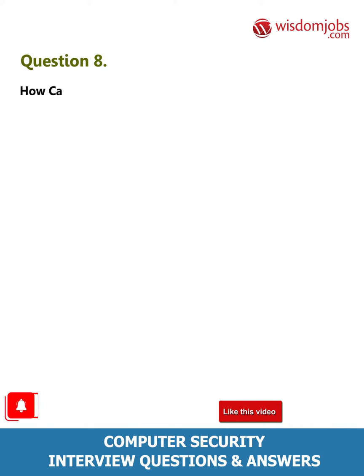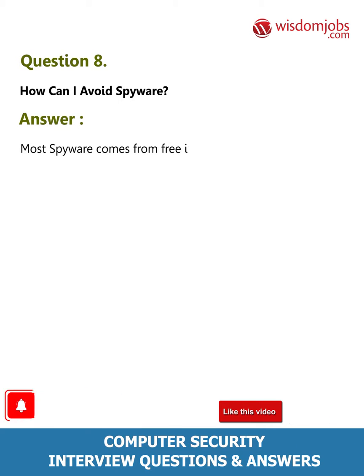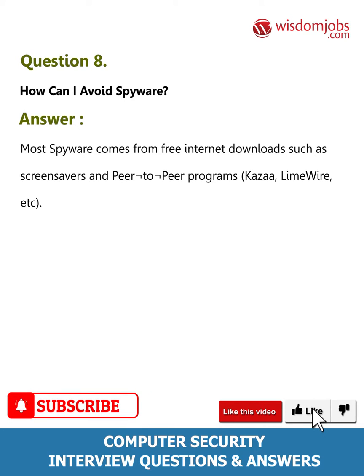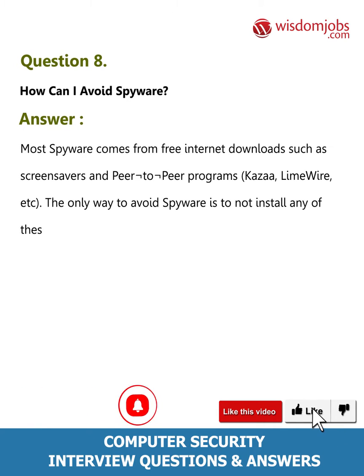Question 8. How can I avoid spyware? Answer. Most spyware comes from free internet downloads such as screensavers and peer-to-peer programs, Kazaa, LimeWire, etc. The only way to avoid spyware is to not install any of these malicious programs.